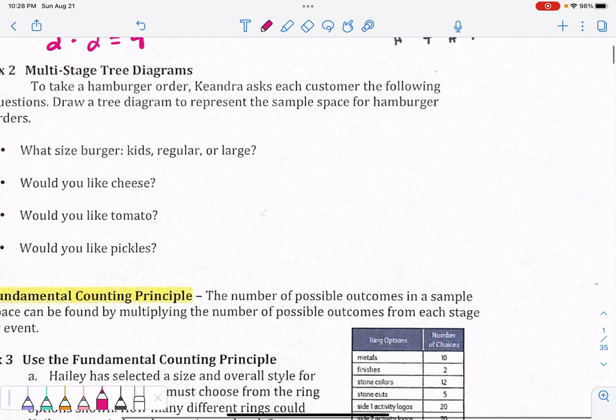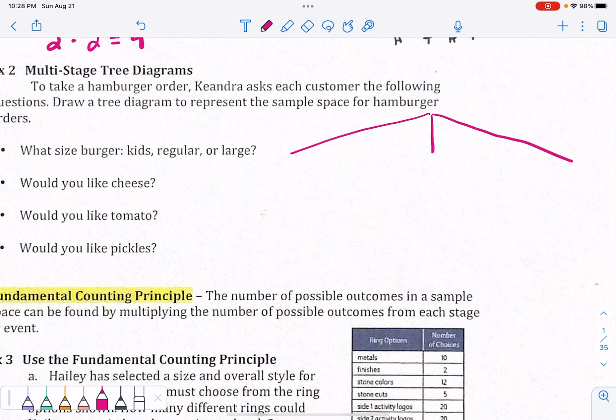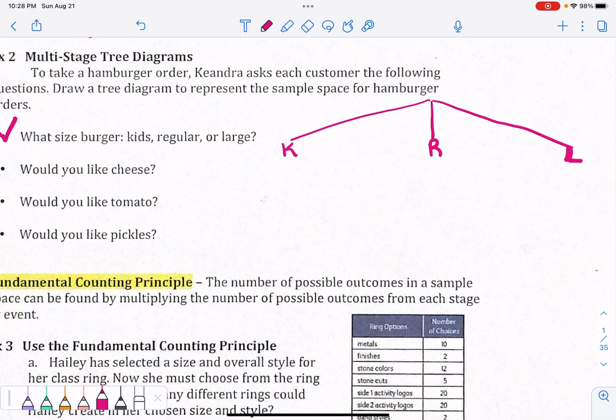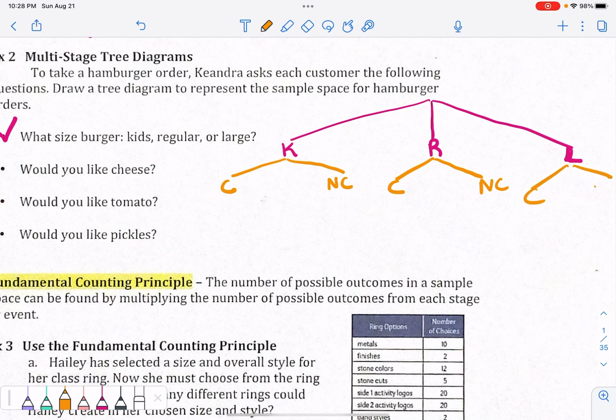What size burger is the first thing that they have to decide? So we have a kids, regular, large, and I'm going to abbreviate some stuff. So I'm going to go here, I'm going to go all the way over here, and I'm going to go all the way over here. So we have a kids, we have a regular, and we have a large. There we go. Okay, those are my 3 options. Check, he's done. Okay, would you like cheese? So let's say they order a kids burger. Okay, they have to decide, and I'm going to make this rather large because these branches need to be big. We have cheese, or the other option is no cheese, right? Okay, regular burger, cheese or no cheese. And then large, we have cheese or no cheese on our burger.